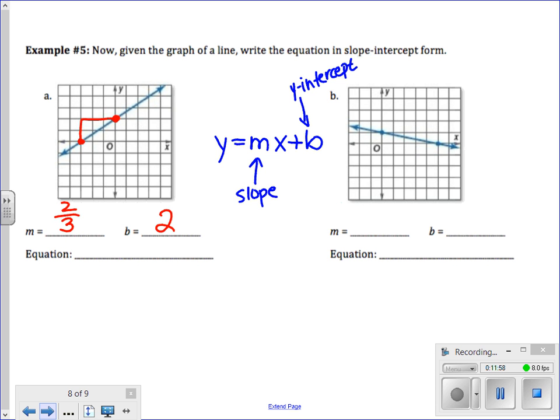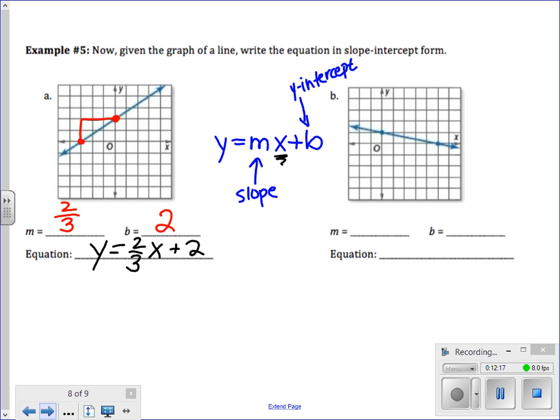Now that I know m and b, I can write the equation. The y equals is always the same. M, we said, was 2/3. I always have an x plus 2. That's my b. That is the equation of the line that's graphed.